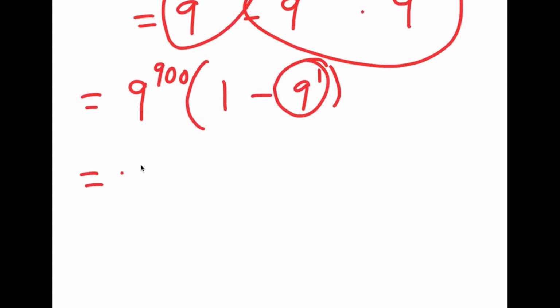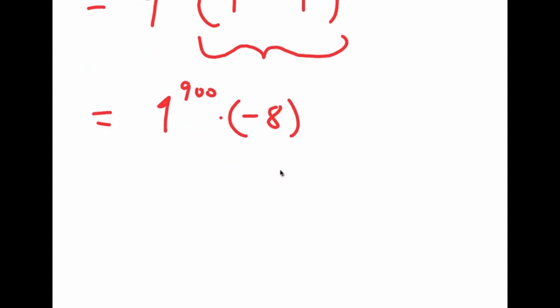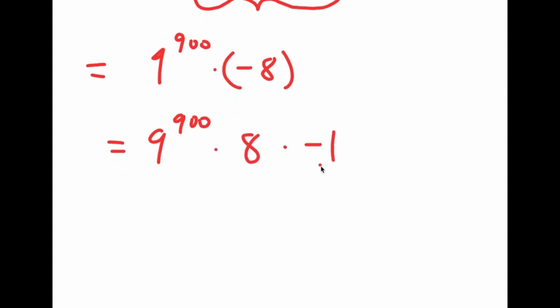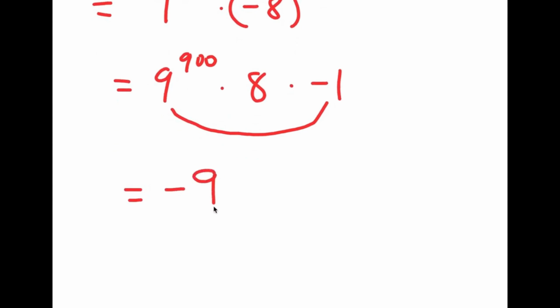And 9 to the power of 1 is the same thing as 9, so I get 9 to the power of 900 times 1 minus 9. Now from here, I'm going to simplify what's in my parentheses here. 1 minus 9 is negative 8, so I have 9 to the power of 900 times negative 8. And I can rewrite negative 8 as 8 times negative 1. And now I'm going to multiply negative 1 with 9 to the power of 900. So I get negative 9 to the power of 900 times 8.